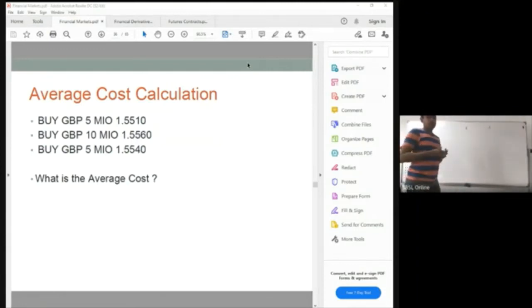Buy sterling 1 million, 155.10. Buying 1 million. Sorry, it's 5 million. 5 million.